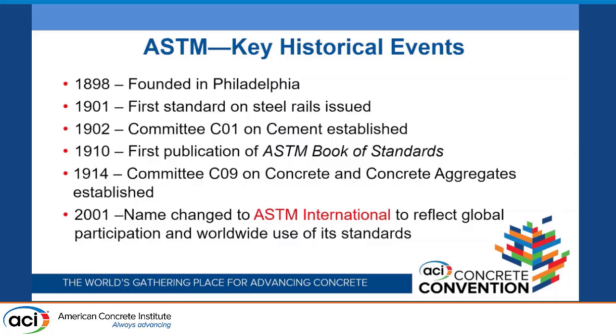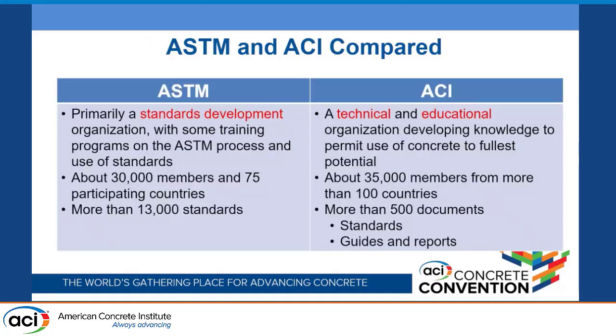And in 1910, the first book of the ASTM standards came out. The book of ASTM standards is a compilation of all the active standards in any given year. And in 1914, Committee C9 was organized. In 2001, the name was changed from American Society of Testing and Materials to ASTM International, to recognize that it is no longer an American standards development organization. It has international participation and international use of the standards.